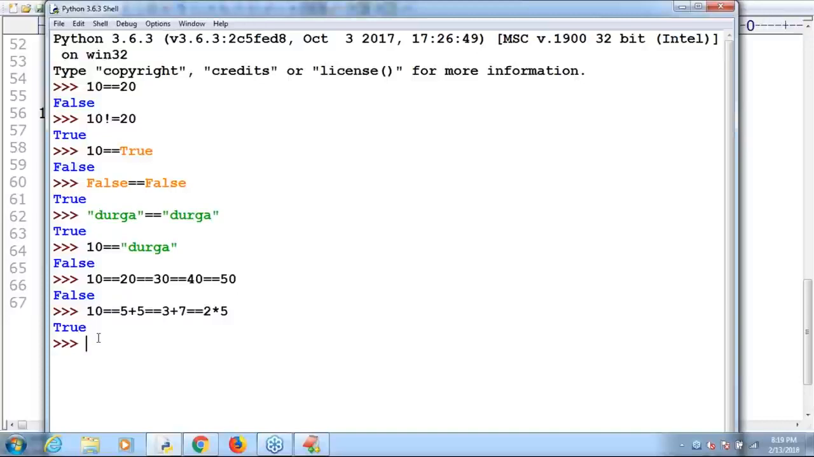Now I'm taking A double equal to 97. Can you please tell what is the output by default we are going to get? Remember that it is false, because one is a number and the other one is a string.